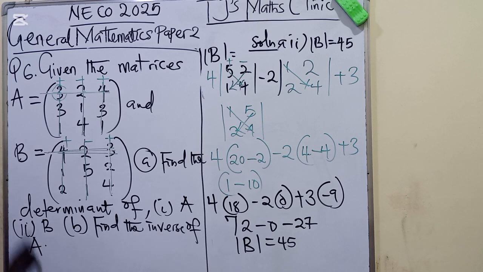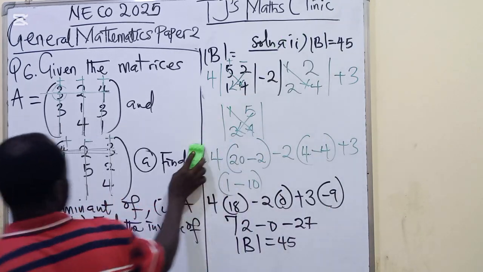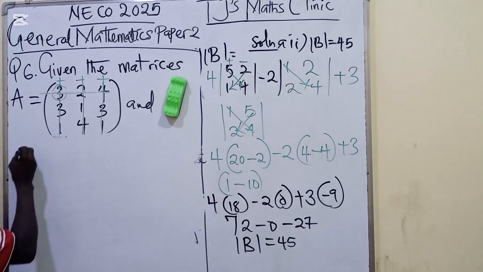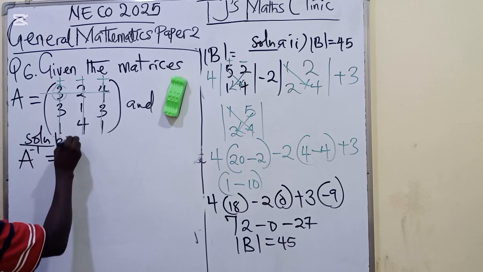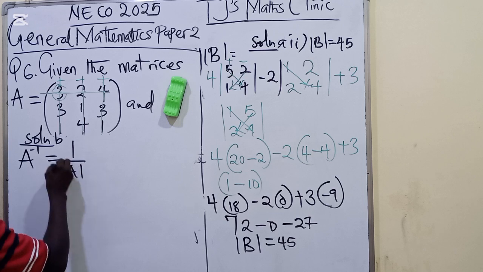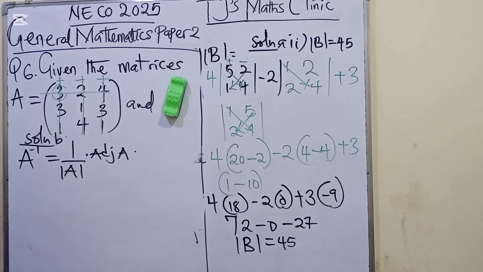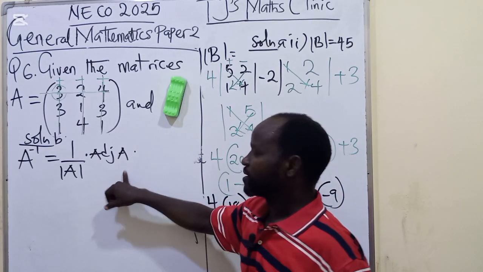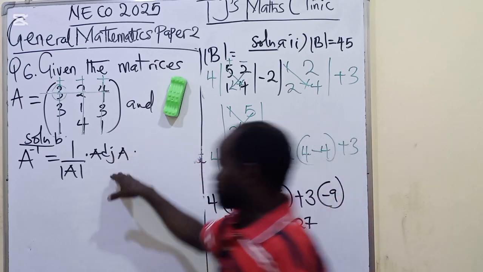We are asked to find the inverse of A. Very important. Remember, the determinant of A before is 11. So to find the inverse of A now, let me clean this and leave only A. The inverse of A is nothing but 1 divided by the determinant of that matrix A multiplied by the adjoint of A. And to find the adjoint of A, we have to first of all find the cofactor of A before we transpose. The transpose of that cofactor of A will be the adjoint of A.